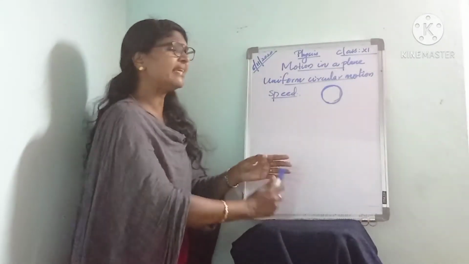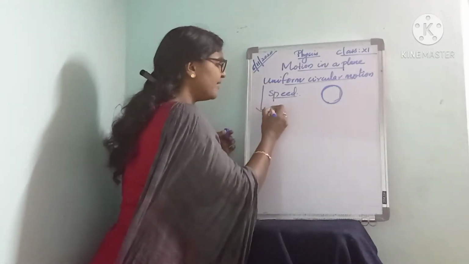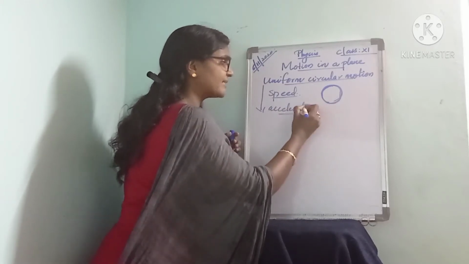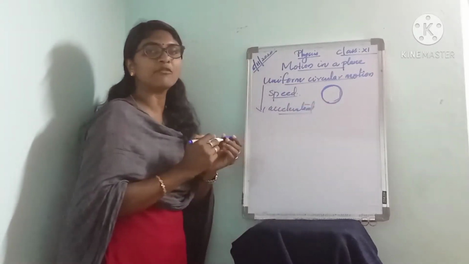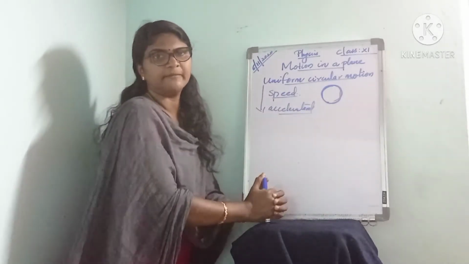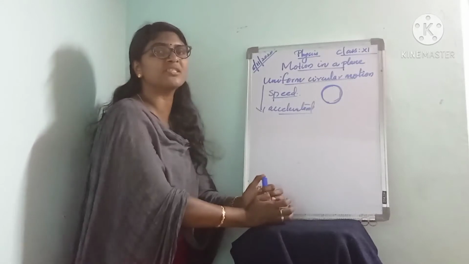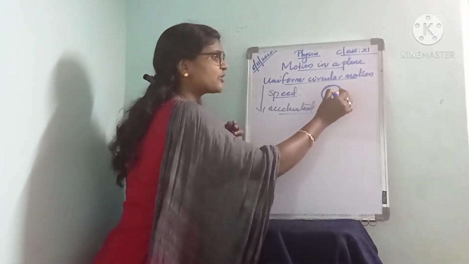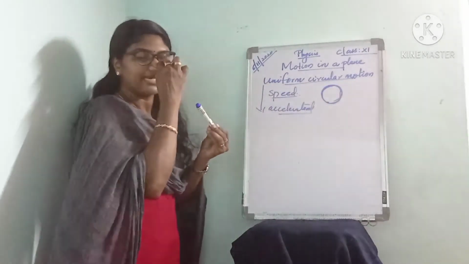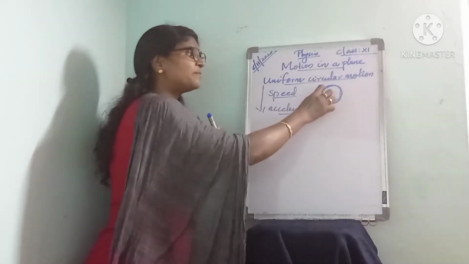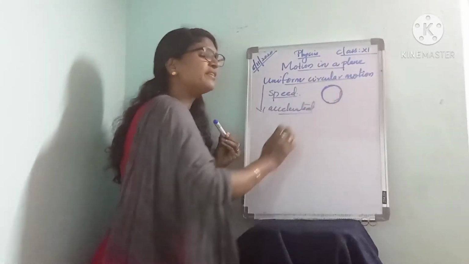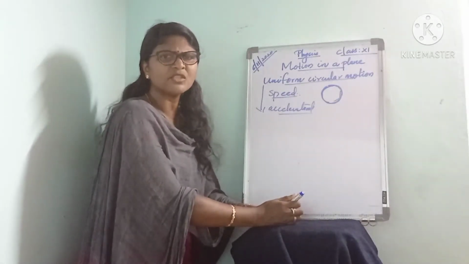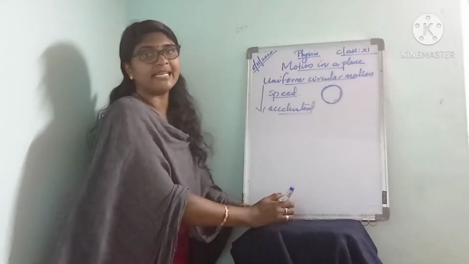Uniform circular motion is actually an accelerated motion. Why can we say that? In uniform circular motion, the speed of an object remains constant, but at every point of its motion the direction of motion changes. So the velocity of the object also changes.